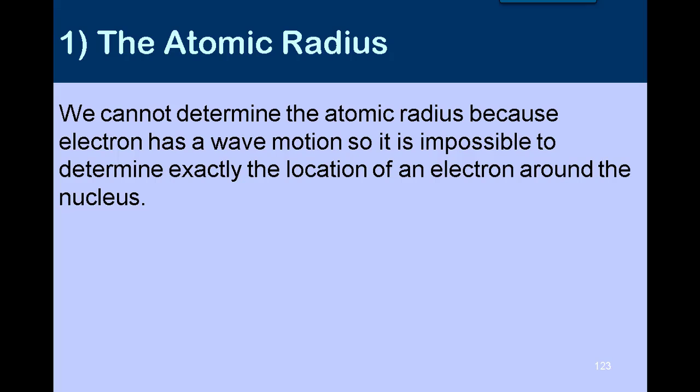We cannot say that the atomic radius is the distance between the nucleus and the outermost electron. This is because the electron, as we mentioned before in the previous lessons, has wave motion. So it is impossible to know the exact location of this electron around the nucleus. But we use another method to find the length of the atomic radius.